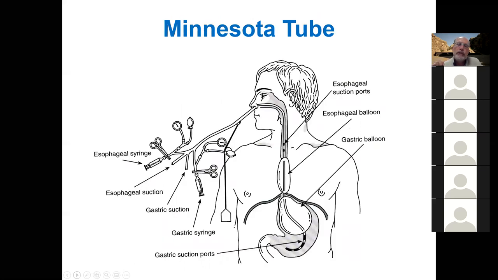Rarely are you going to use a Minnesota tube or what's called a Sengstaken-Blakemore tube. I personally have put down 100 of these tubes. Hopefully you won't see this very much. This is somebody who's got large gastric varices or esophageal varices that aren't responding to banding. Can't take them to a TIPS, or you might use this as a bridge to a TIPS, but hopefully you're only going to see this a couple times a year.